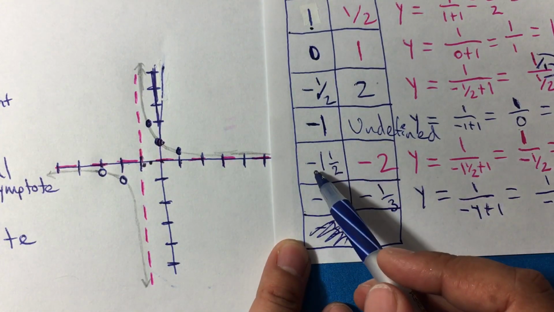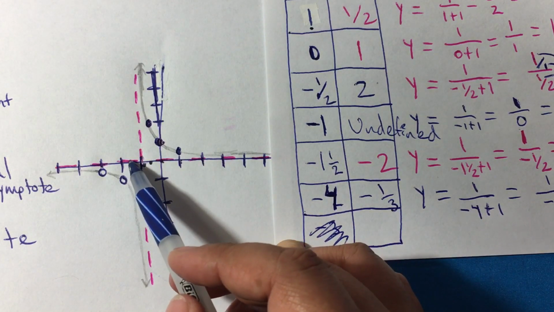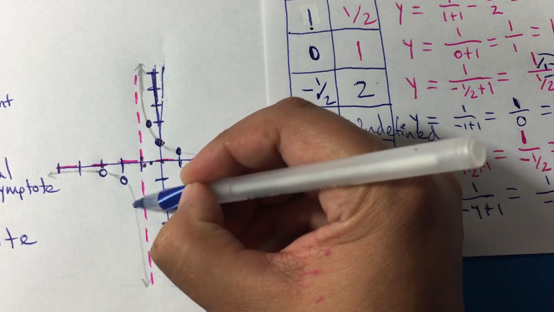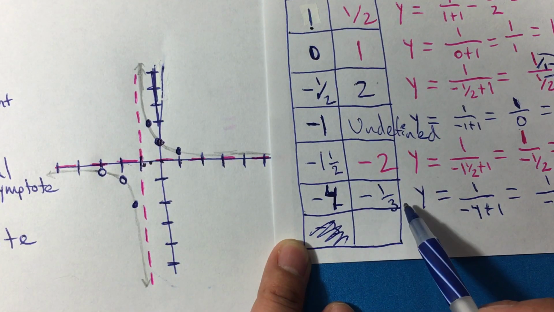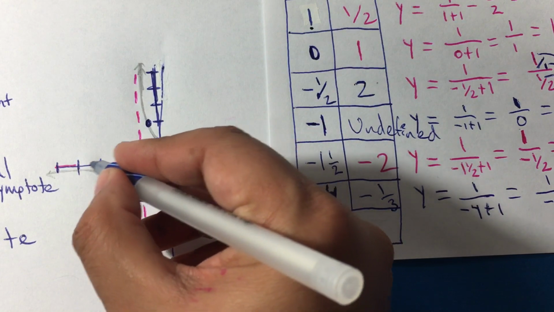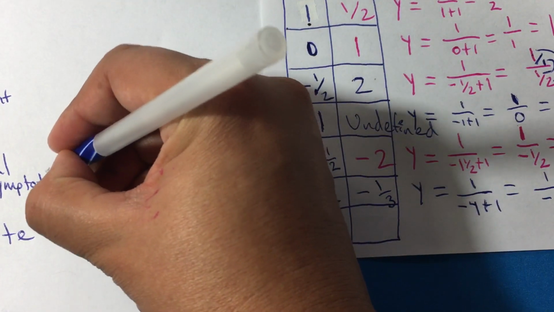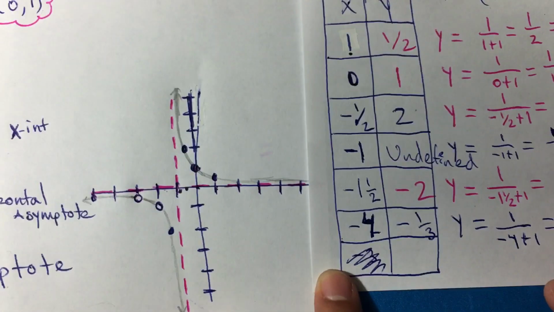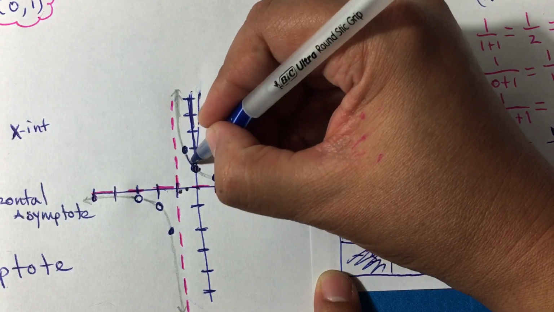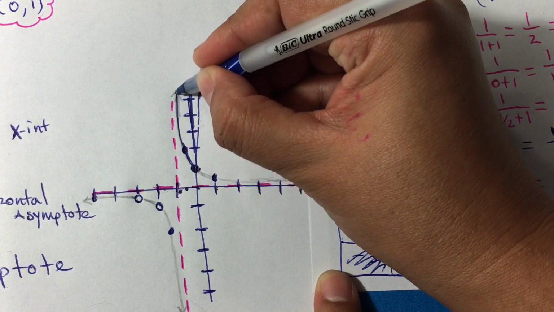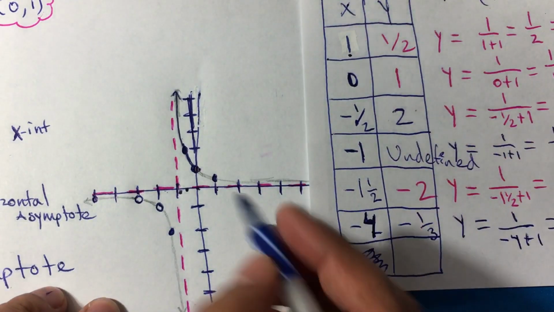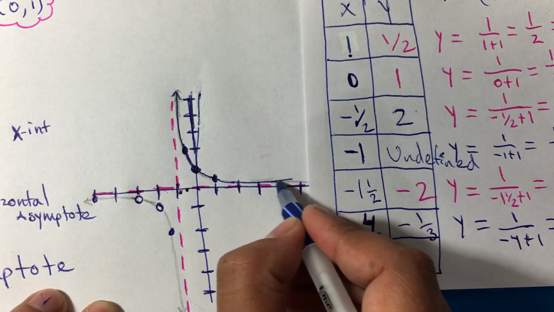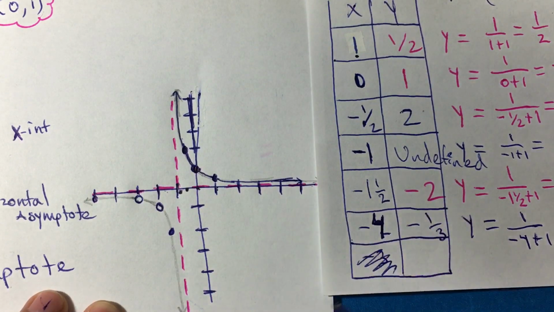And then for the next one is negative 1 and 1/2, negative 2. So 1, 2 right there. Negative 4, negative 1/3, around there. So we were very close with this one, not like the previous one, but that's only if you need to have points. So that's going to be our graph. And remember that this approaches 0, but it will never touch it.